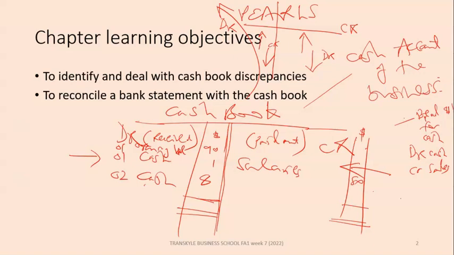So if we add up 90 plus 1 plus 8, we get 99. Before you write your 99, you can just put it as a temporary figure, because you also have to verify whether the credit side is lower than 99. If it is lower, like in this case, we add up and we find that it is 80.